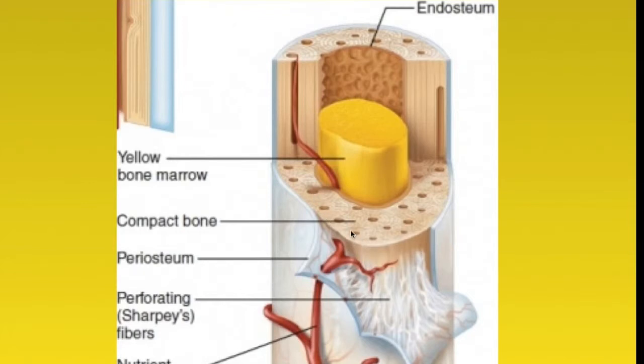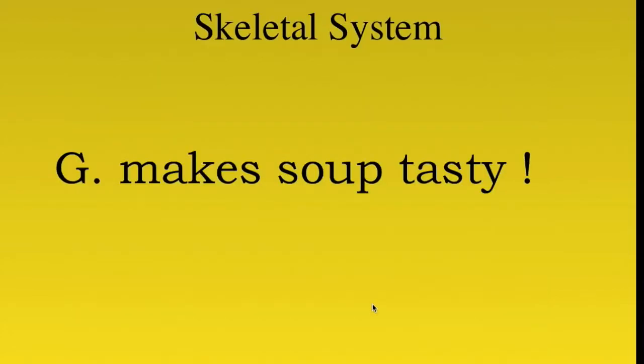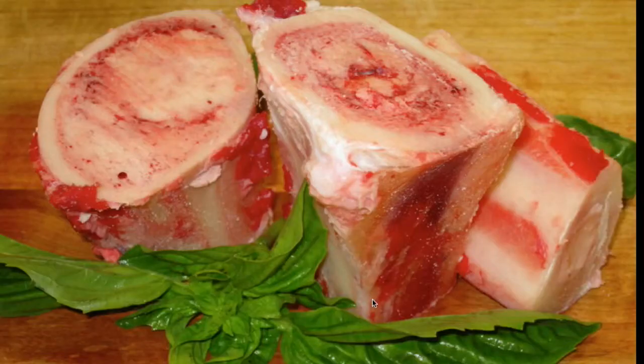This hard stuff here, aka bone, actually has living cells in there which need oxygen, get rid of carbon dioxide, waste, etc. And here's a grisly picture of sorts, but yellow marrow, red marrow. And of course, it makes tasty soup. Yum.